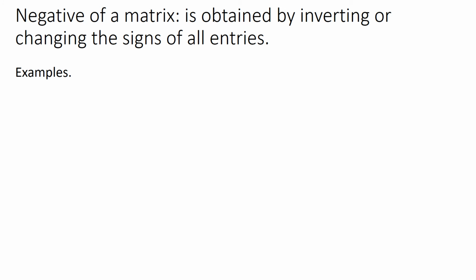Now, negative of a matrix. This is the new term, very, very easy. Negative of a matrix is obtained by changing the sign of all entries. I will give you the example. Suppose we have one matrix: -2, 4, 5, 6, 7, and here 8, or suppose -7. And this is called matrix A.